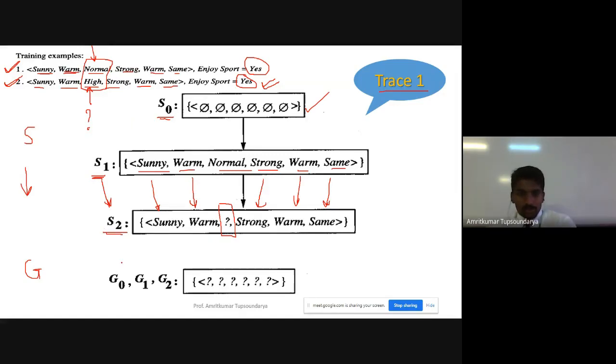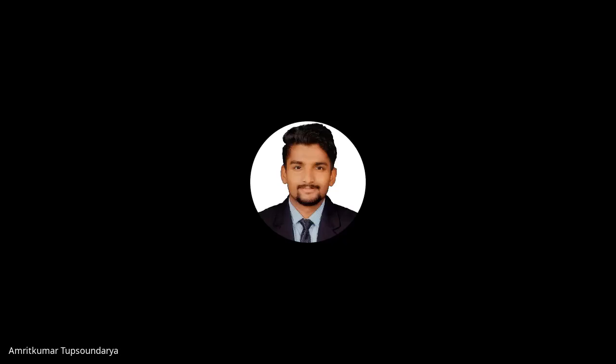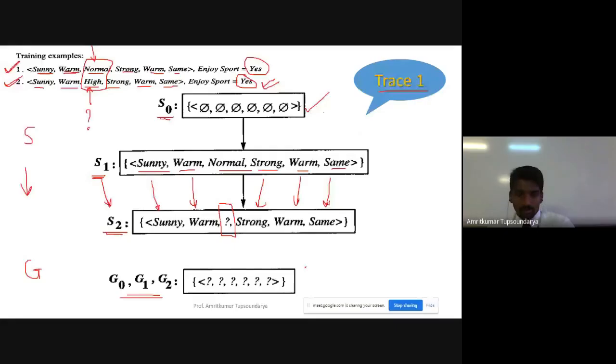So you can see here in these two iterations, we haven't yet encountered any negative training example. We are not compromising with the general hypothesis. We are only making the specific hypothesis a less specific hypothesis. So we are moving in between, in the middle, right? So the value of G1 and G0 will remain the same as what we had in the G0, which is still the most general hypothesis.